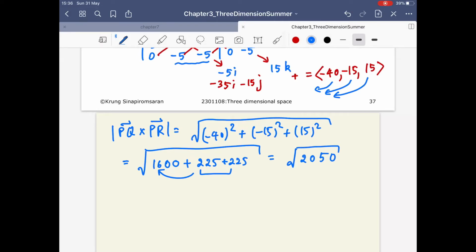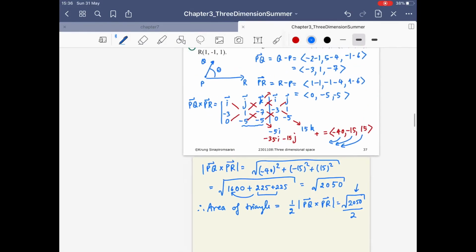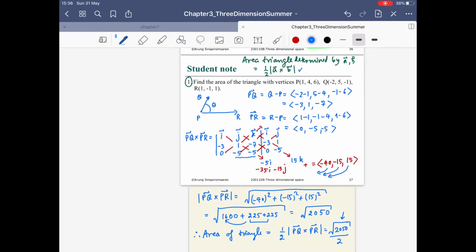Okay, and the area of the triangle is simply 1/2 of your PQ cross PR, which is the square root of 2050 over 2. So if you know how to simplify this square root, then you can go ahead. If you don't know, then you can just stop right there. That will be good enough. Okay, so this is the cross product, and the application of the cross product in terms of the area of the triangle and the area of a parallelogram. All right.